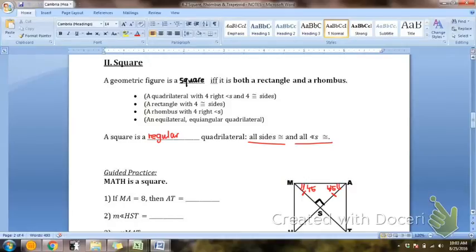All right, so why don't you see if you can do 1 through 5, and then we'll come back together. Label your diagram each time.